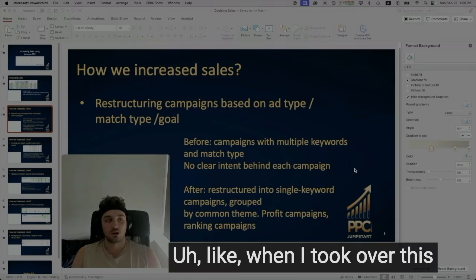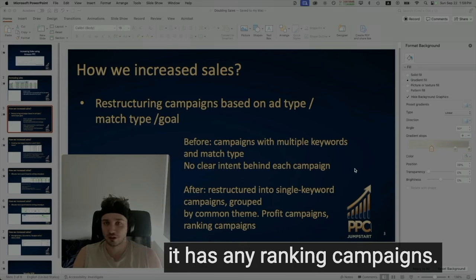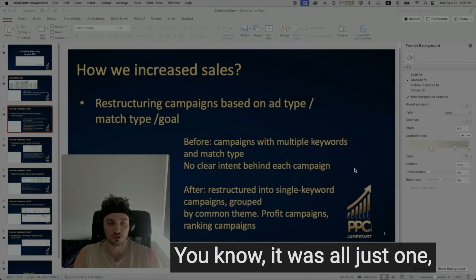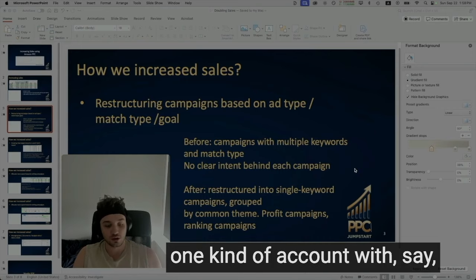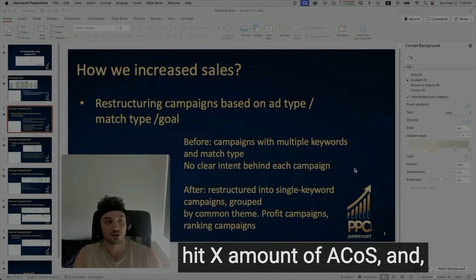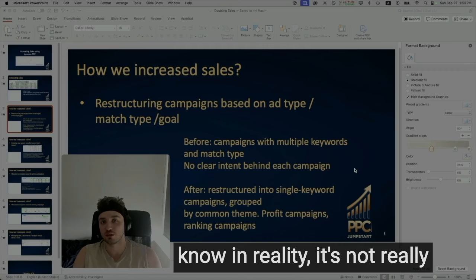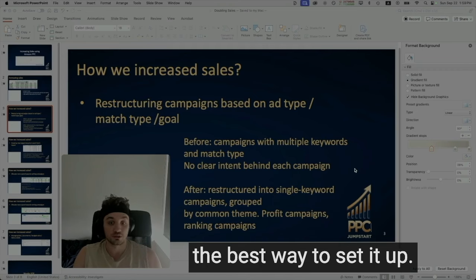When I took over this account, I wasn't sure if it had any ranking campaigns. It was all just one kind of account with, say, 10 campaigns, and they had one purpose: to hit X amount of ACOS. And we know in reality that's not really the best way to set it up.